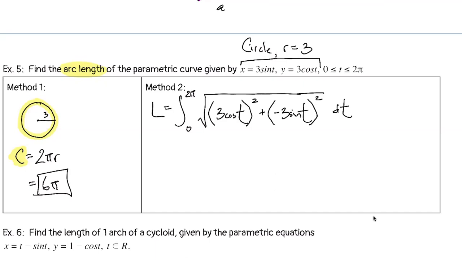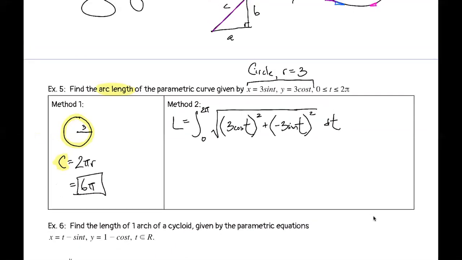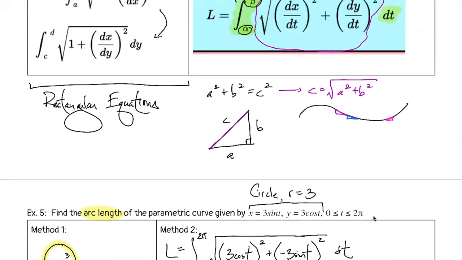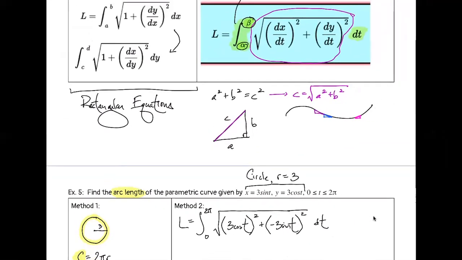Okay. So before we continue working this out, are there any questions about the substitutions that we made from this formula to our question? Okay.